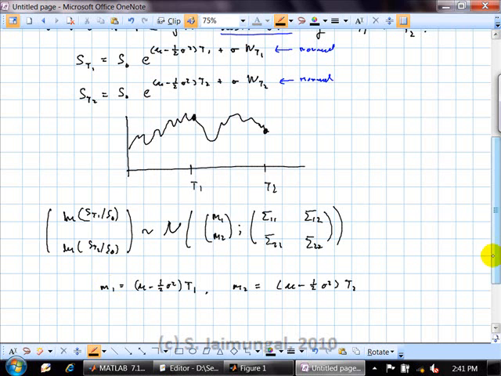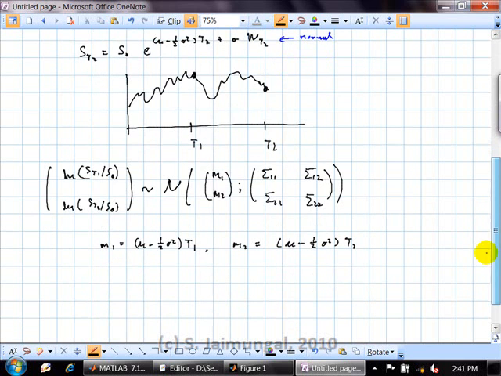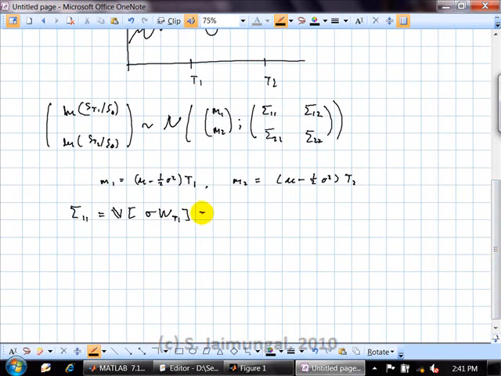And to figure out the covariance structure, I have to compute all pairwise covariances. So what's the sigma 1-1? Capital sigma 1-1 is identical to the variance of sigma W_T1, because we just have plus a constant as far as the variance is concerned up in the exponential. And that's sigma squared T1 by definition of a Brownian motion. Sigma 2-2 is similarly just the variance of little sigma W_T2, which again, by definition of Brownian motion, is sigma squared T2.